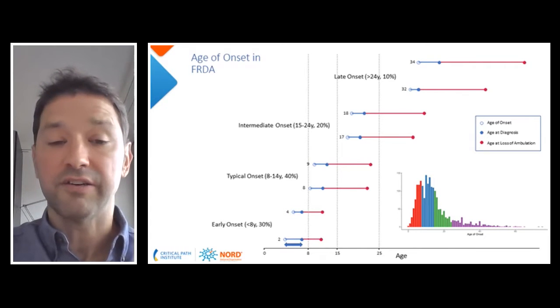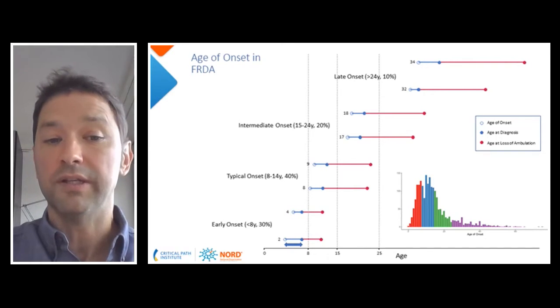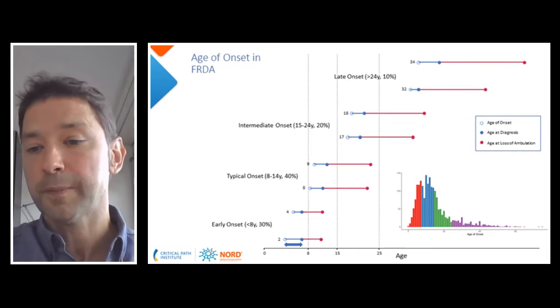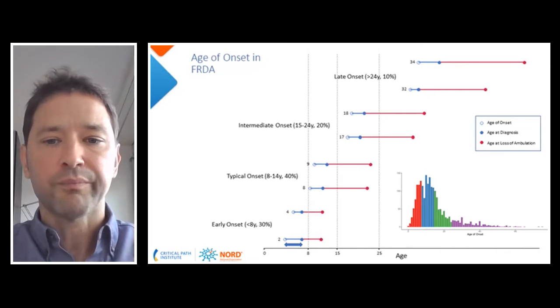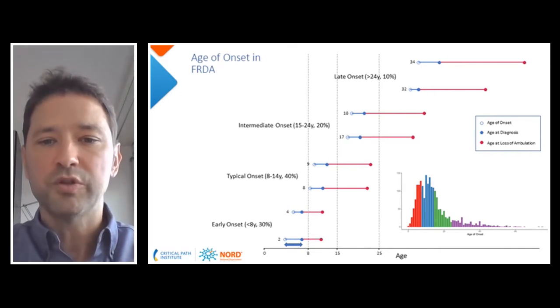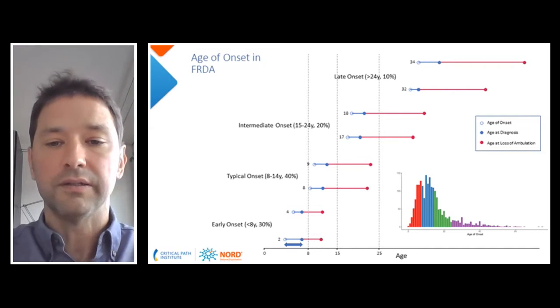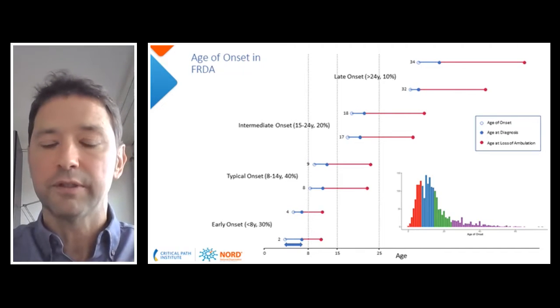Certain categorizations have been proposed, like everyone who has an onset earlier than 8 years is early onset, and then we have typical, intermediate, and late onset. So there's a huge diversity. That's the point I'm trying to make here. If you look at the distribution, most patients are actually diagnosed between 8 and 14 years. But of course, there is a huge selection bias in this graph, as of course, the milder patients are, the less motivation they have to actually participate in such a study.